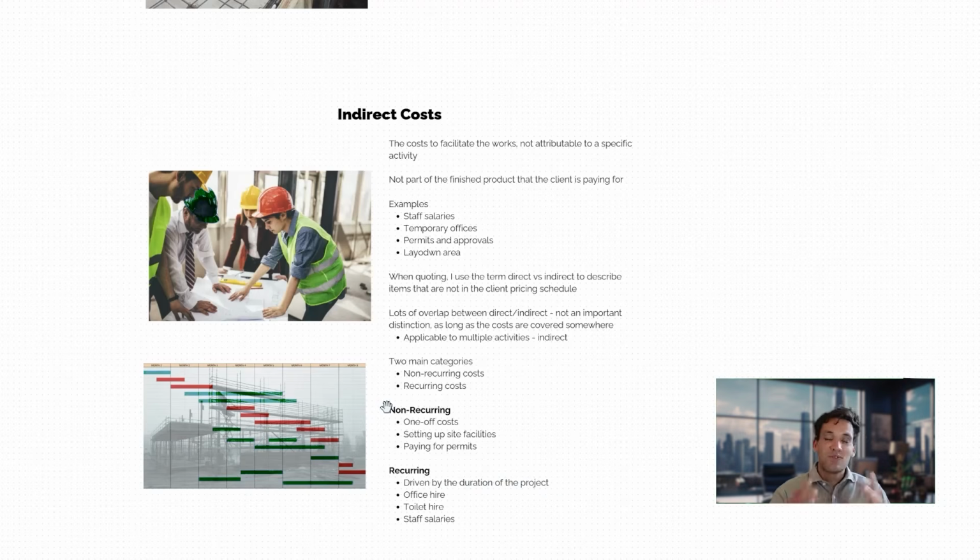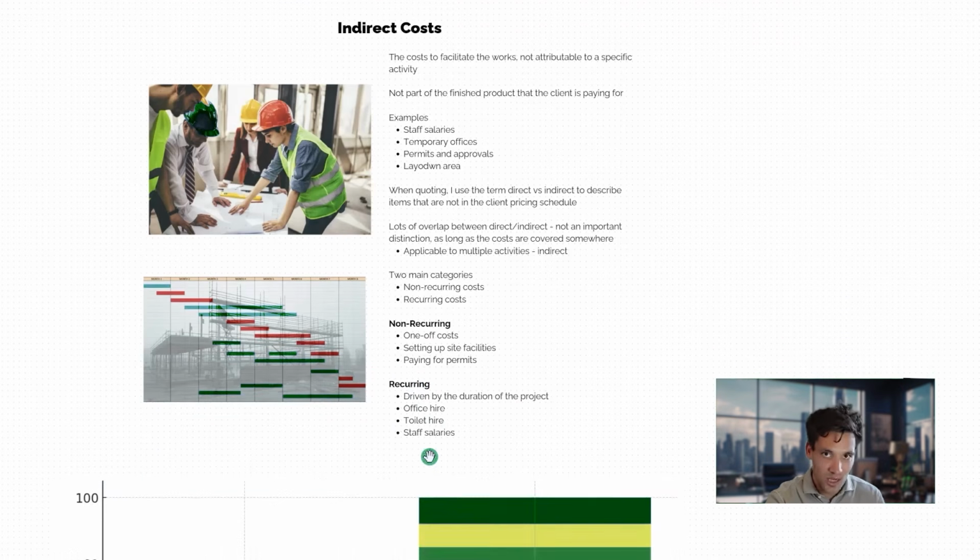Think about this. If you have a construction project and you need a full-time project manager, if it's a 6-month project or if it's a 12-month project or if it's an 18-month project, we're proportionately increasing the cost of project management. 6 months to a 12-month, we've doubled the cost that we need a project manager. We can apply that to hiring offices, toilets, staff salaries, all these things, and we can understand that the duration of the project is one of the key determinants of indirect costs.